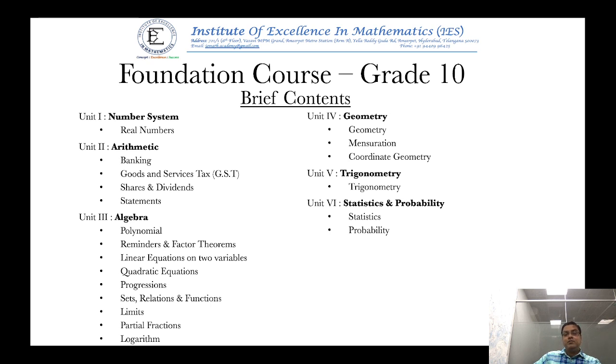And then unit 4 will be geometry, which will cover geometry, mensuration, and coordinate geometry. And unit 5 will be trigonometry, which will be an advanced form of what we have learned in class 9. And then unit 6 will be statistics and probability, which will be an advanced continuation of class 9, which we have learned about.